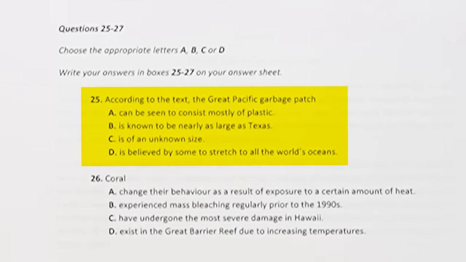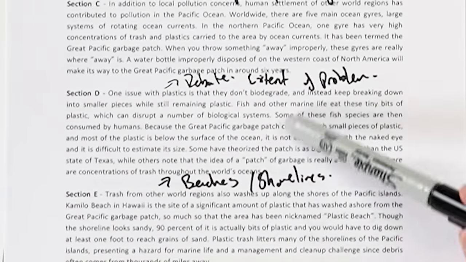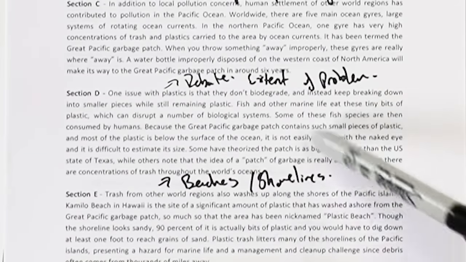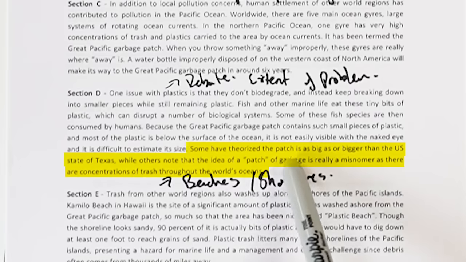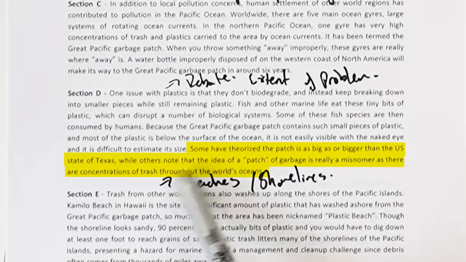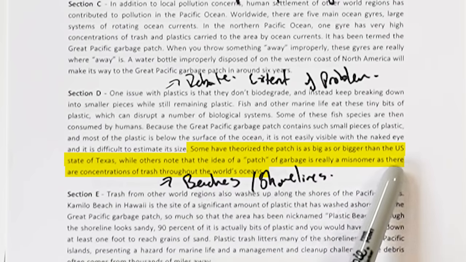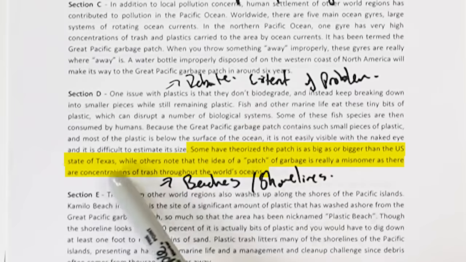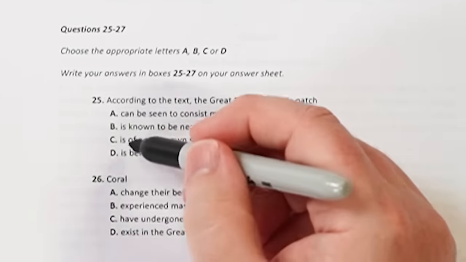So the next thing we need to do is find the location. Luckily for us, we have already done that. So it's going to be quite easy for us to find that. It should be in this area. So we now need to read closely in this area to see if we can find the correct answer. So some have theorized the patch is as big or bigger than the US state of Texas, while others note that the idea of a patch of garbage is really a misnomer, means it doesn't really make sense, as there are concentrations of trash throughout the world's oceans. So it's not that one.